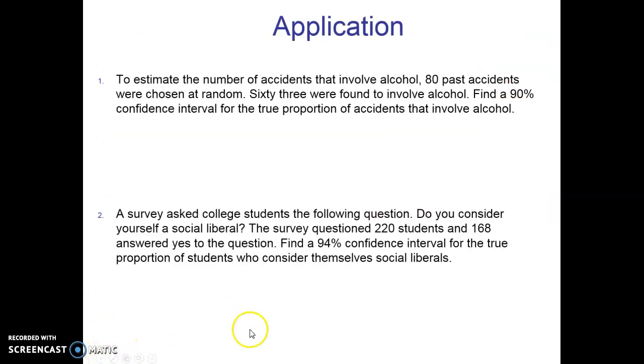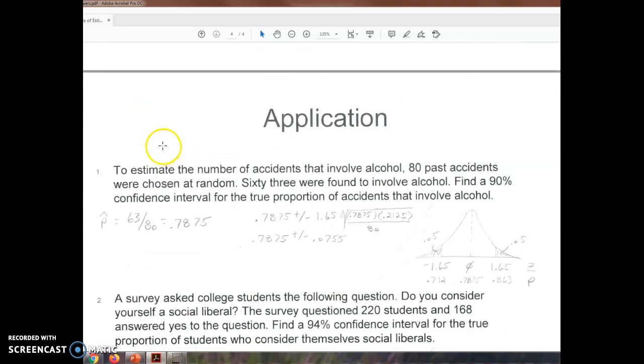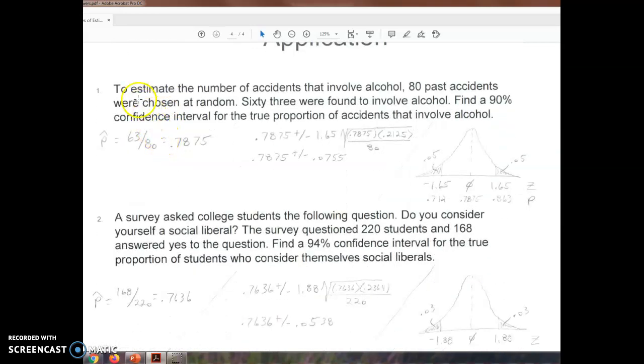Okay, let's practice this. Again, I've done these for us so we can kind of have the answers as we go through them. Let's say we want to estimate the number of accidents that involve alcohol. 80 past accidents were chosen at random. 63 were found to involve alcohol. Find a 90% confidence interval for the true proportion of accidents that involve alcohol.